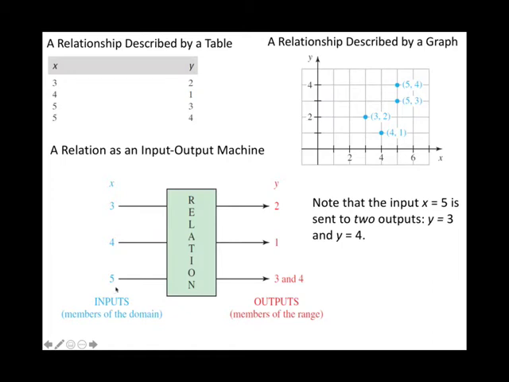Note that the input x equal to 5 is sent to 2 outputs. So we have 2 outputs in here. We have a 3 and 4. Okay, so we have 1 input, but we do have 2 outputs from here.